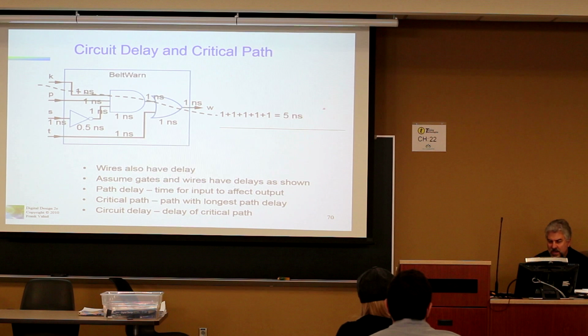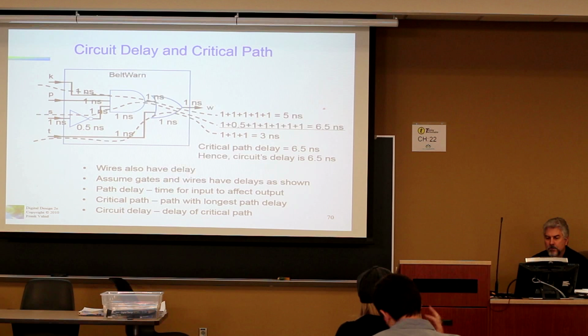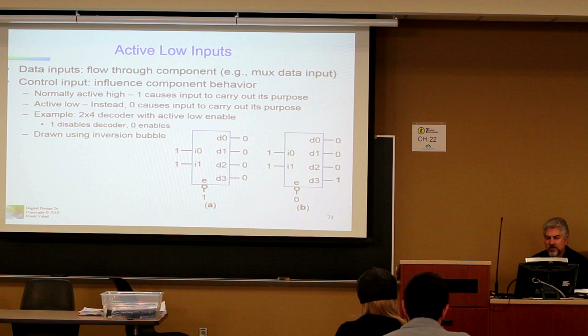So what that means is that you may have a situation where you'll have what we call a glitch. In other words, a signal might have a temporary time in which it changes. And in fact, if you look at T, there's another difference as well. The circuit's delay is 6.5. So let's look at an example of this, and I'm going to have you work on this.